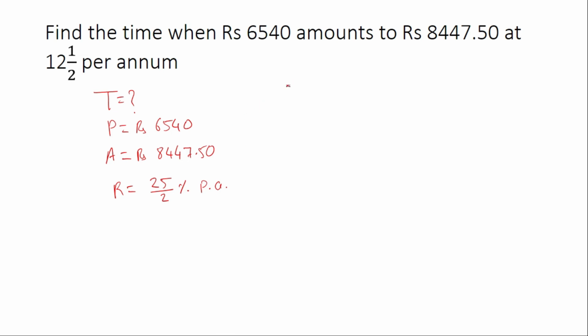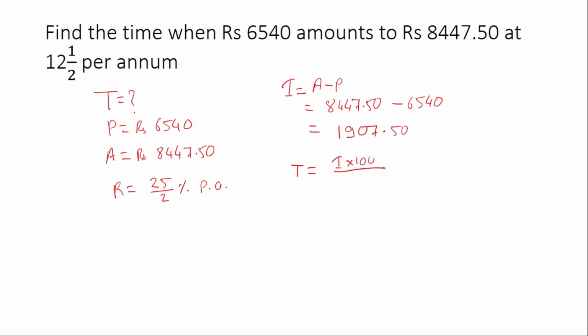So first work will be to find the value of interest. So what we will do? Amount minus principal, A minus P, that is 8447.50 minus 6540. It will be 1907.50. Now formula for time is I into 100 by P into R.